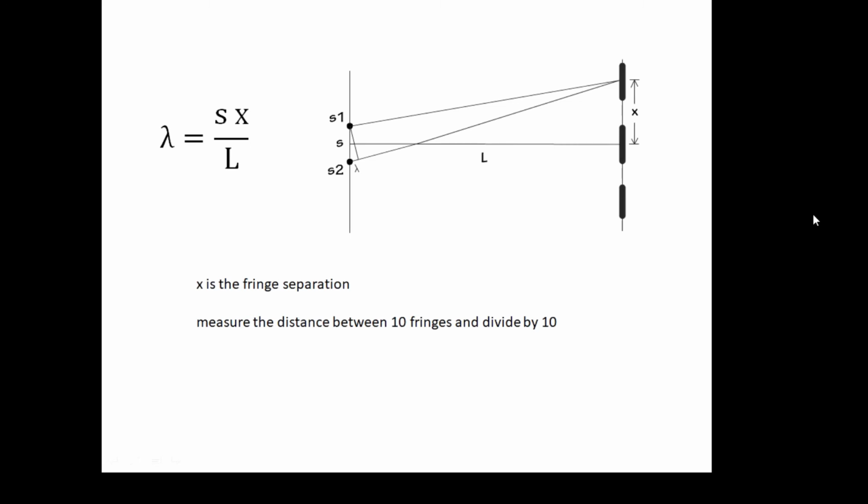Okay, this is the equation for Young's double slits. Lambda equals sx over L. And if you look at the diagram and I say to you similar triangles, you should be able to figure out where this equation comes from. Look at the little triangle with lambda in it, and then the big triangle with x in it. x is the fringe separation. In practice, what we usually do is measure the distance between 10 fringes and then divide by 10, because they tend to be very close together.